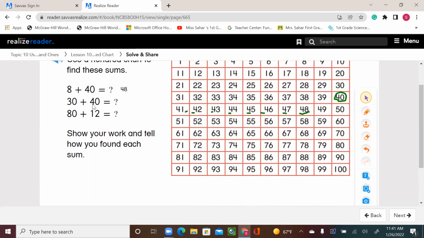Second, 30 plus 40. So again, look at your 40, this is the greater, and add 30. 30 means 3 tens. I know this is easy. I don't need to count because I know 3 tens means 3 rows. So I'm going to look at my 40 and I go down 3 rows. So 10, 20, 30. So 40 plus 30 equals 70. Awesome. Let's write this down. 70.